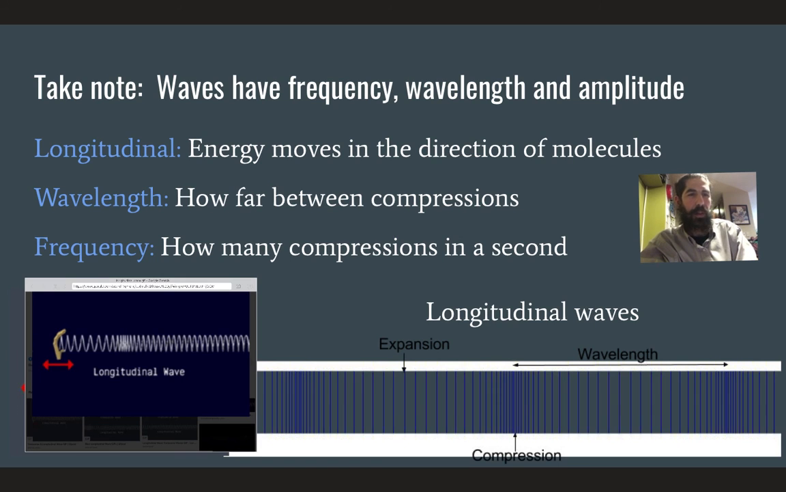A longitudinal wave has compressions over here and expansions where the parts are separated out. Wavelength is the space between those compressions. Frequency is how many of these pass by in a second. Sound waves are a good example of longitudinal waves.